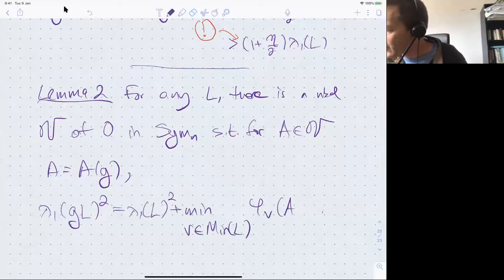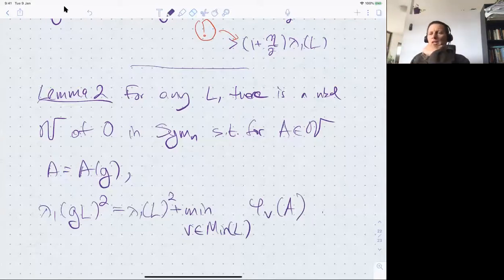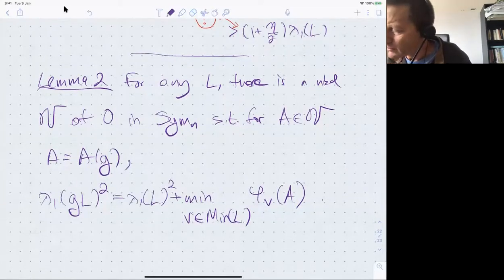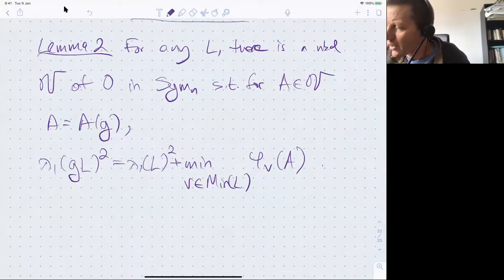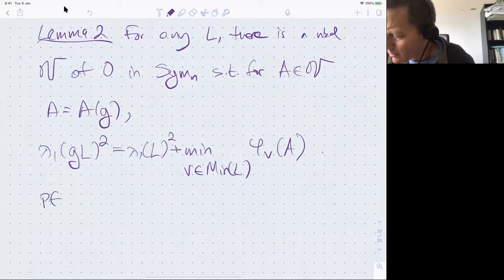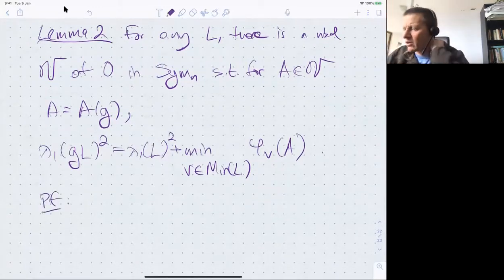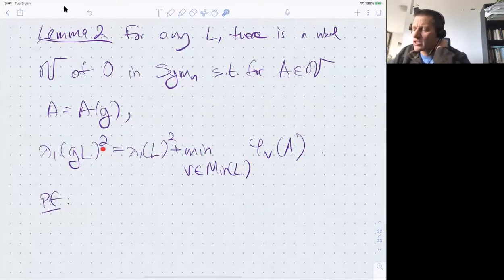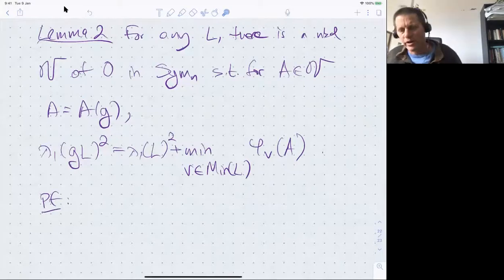The phi V is this linear functional on symmetric matrices that we had before. And so now you're seeing where this linear functional comes from. It's an upper bound on what happens to the length of the shortest vector. Another thing you're seeing is that when you work with these linear functionals, it's natural to square these numbers. We have this Hermite constant where the lambda 1 was squared, and this little lemma explains where the square is coming from. So let's prove this.